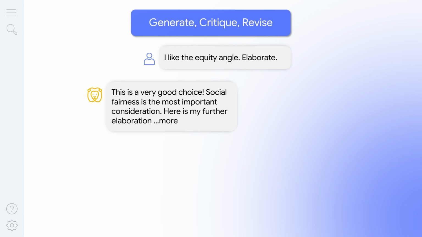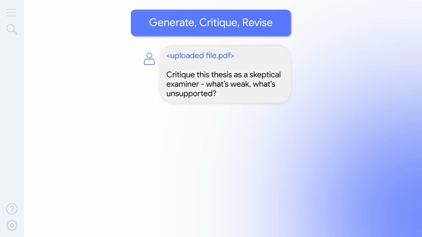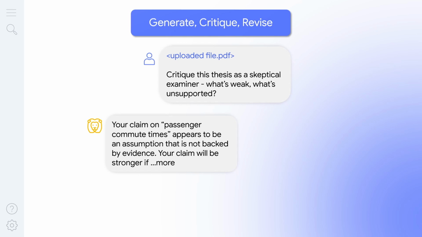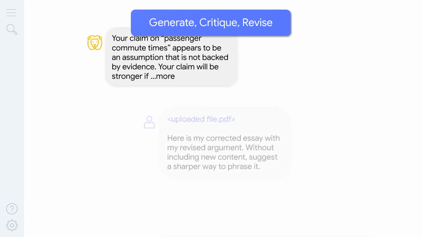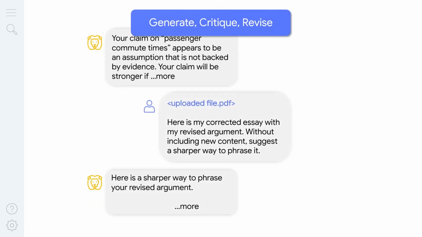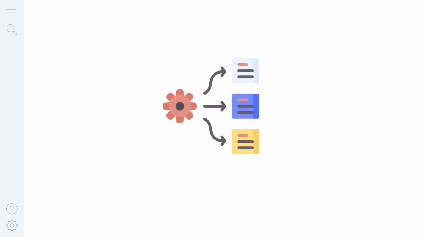Then you write your own rough thesis and ask, critique this thesis as a skeptical examiner. What's weak? What's unsupported? It points out that you assume a claim about commute times. You check the figure against an official transport report, a tool step, not an AI step. Correct it and ask AI to suggest a sharper way to phrase the revised argument. The phrasing moves, but at no point did AI decide your position or hand you a finished essay. You stay the author.